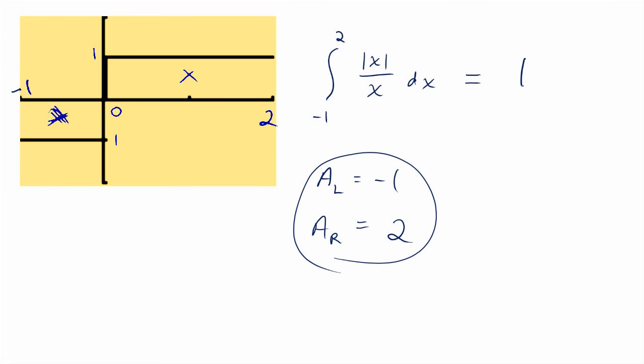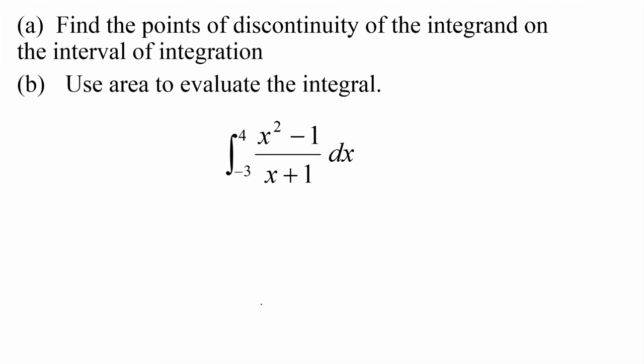Now it's time for you to try a problem. Part A, find the points of discontinuity of the integrand on the interval of integration. And B, use area formulas to evaluate the integral. We're given the definite integral from negative 3 to 4 of x squared minus 1 over x plus 1 dx. Pause the video while you work on this problem. When you are finished, restart the video and check your solution.